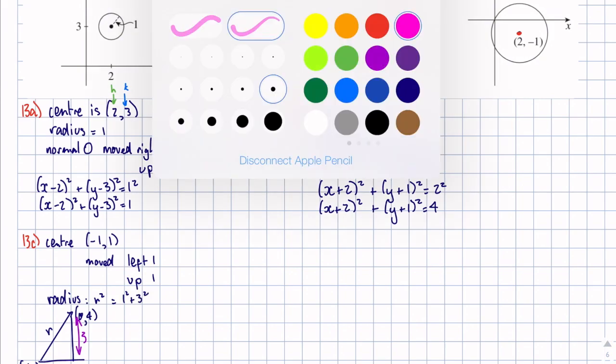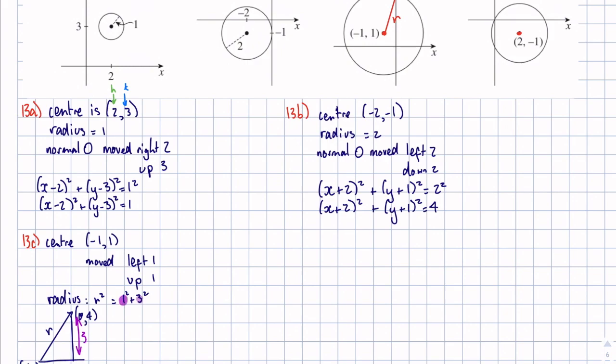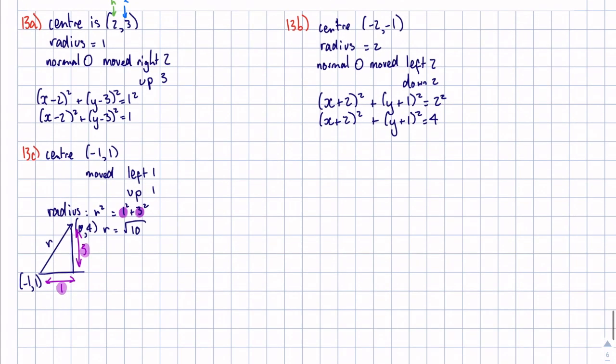So they both came from how far left and right it's gone. So r equals the square root of 10, which means my formula is going to be (x + 1)² + (y − 1)², so that's my h and k, equals (√10)², which means I've got (x + 1)² + (y − 1)² = 10.